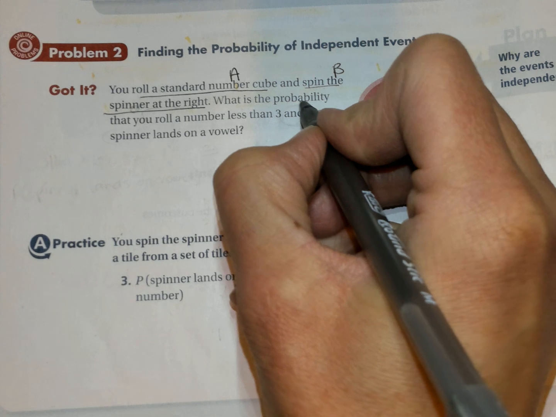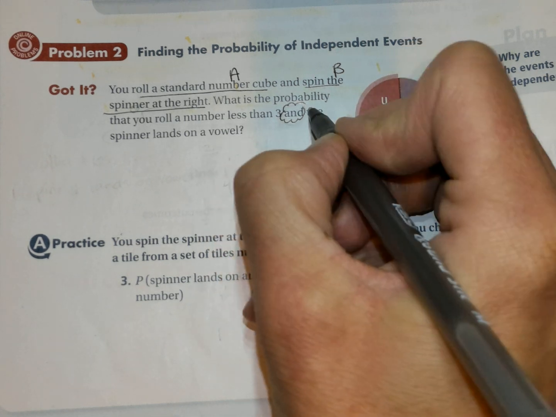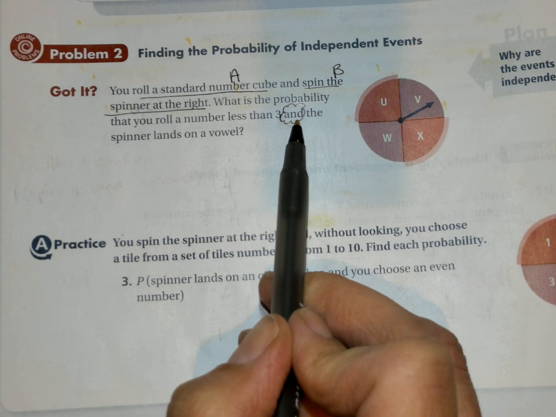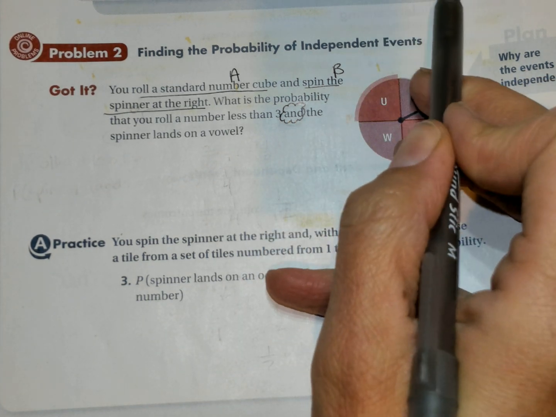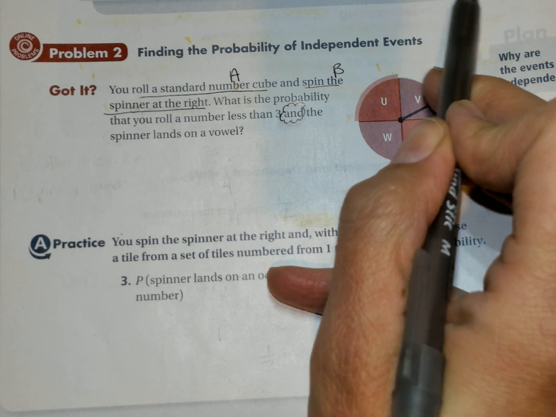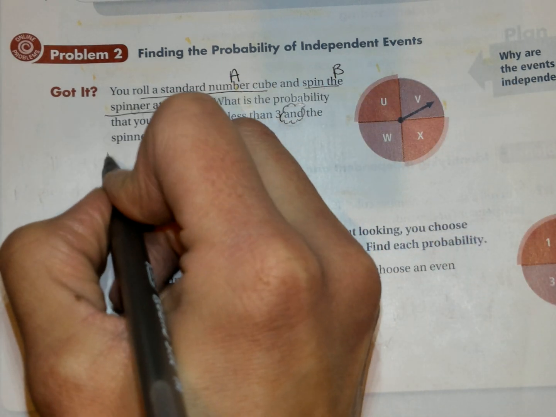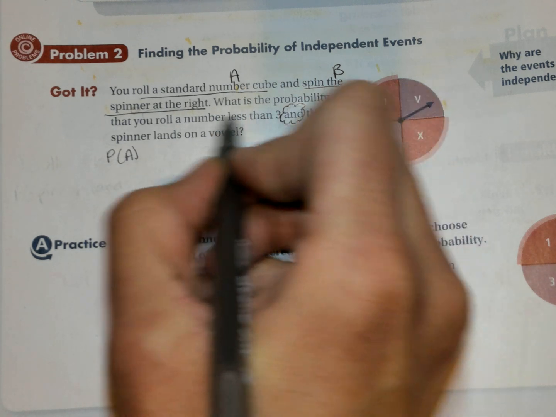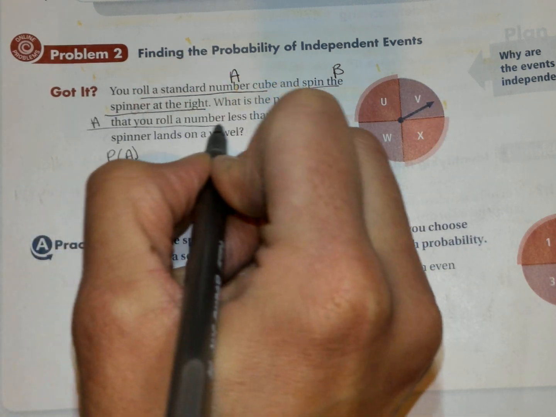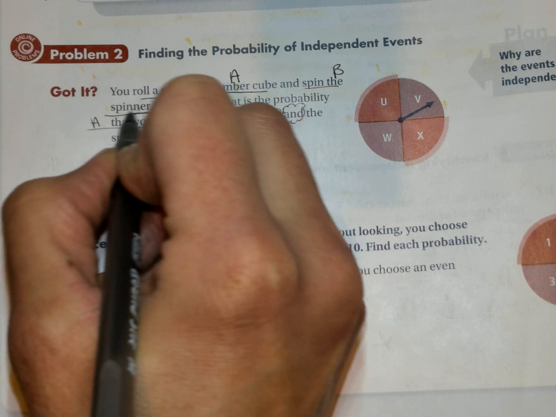The key word here is the and. Later on, we'll see there's another word that could be. So see how it says and? I know that it's going to be multiply. I multiply the two events together. So probability of A, since I did an A up here, I'm going to look at that. Again, it's right here: roll a number less than 3.